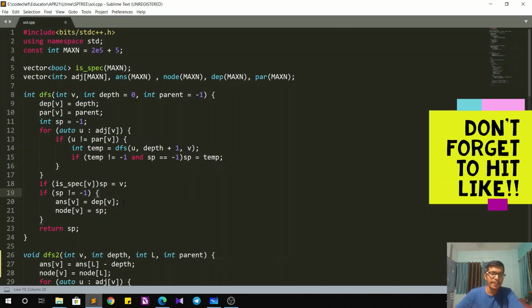Answer is nothing but the depth of the current node. So that's it, I just store the answer. Answer of V is nothing but depth of V, and I have paired it with which variable? So the value of sp is not -1. So what is it? If the value of sp is not -1, it is the closest special node which is propagated to it. So that is the node X which my current node B is paired with. So I mark it as well.